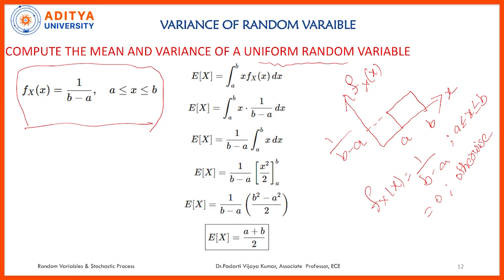Since it is a continuous random variable, the mean can be computed as integral a to b of x into fx of x dx. Fx of x is defined from a to b and it is 1 by b minus a. Since it is a constant, bringing it outside the integration, the integral of x gives x square by 2. So we get b square minus a square by 2 into b minus a. This b square minus a square can be expanded as b plus a into b minus a, divided by 2 into b minus a. It cancels out, and what we get is a plus b by 2. This is nothing but the mean of the uniform random variable.